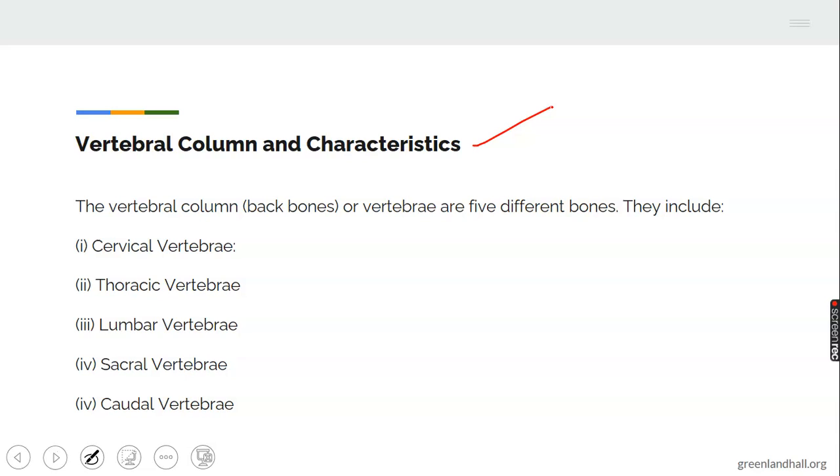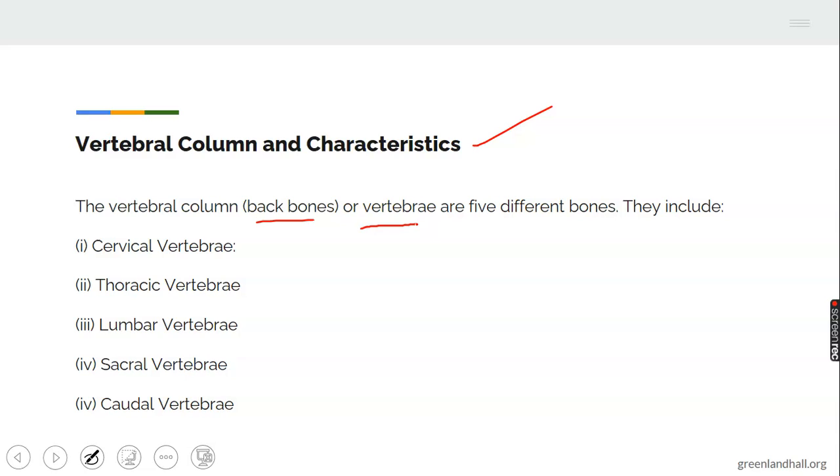The vertebral column or backbone, or vertebrae, are 5 different bones. When we say vertebrae, we are talking about the plural. When we have 2 cervical, we call it cervical vertebrae. So the vertebral column or the backbone has 5 different types.